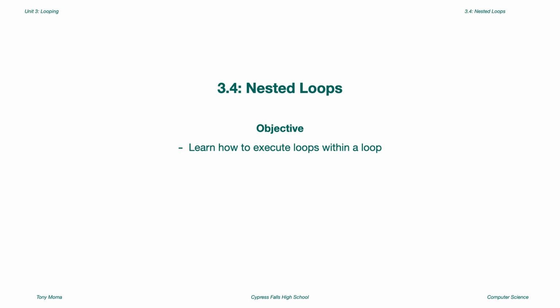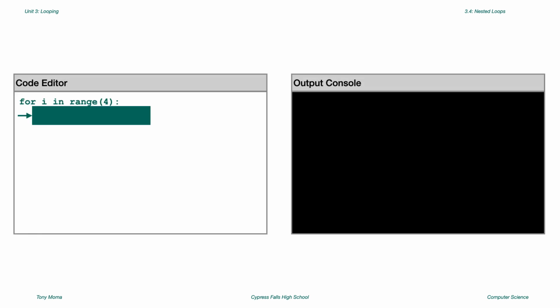Nested loops. In this video, we will learn how to execute loops within a loop. Now, quick review. In the previous lesson, we learned what a for loop looks like. For example, in this program, we know that whatever code is inside this green box will get executed 4 times because 4 is the number that was put inside the range method.